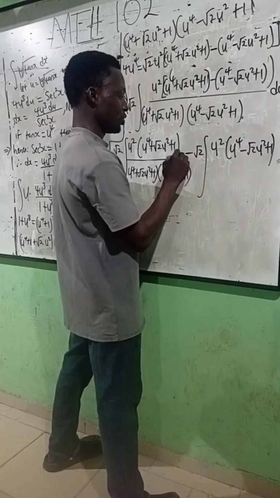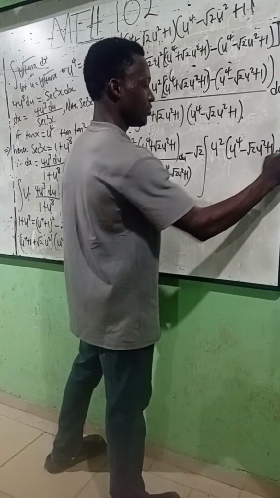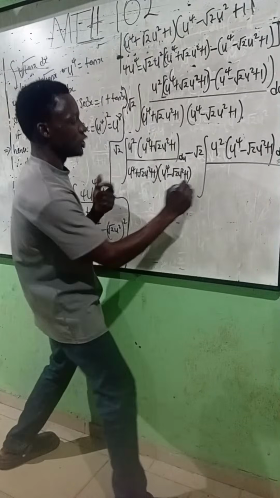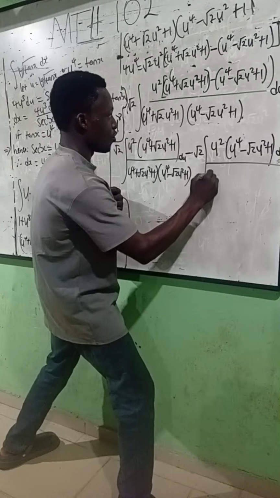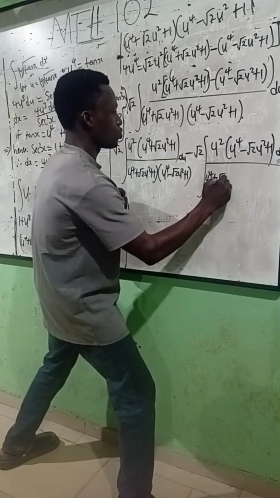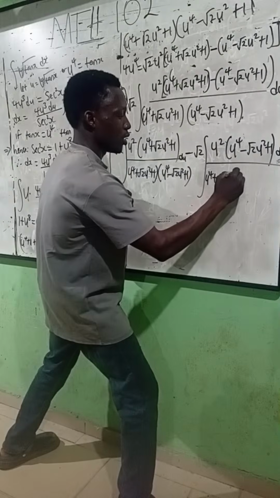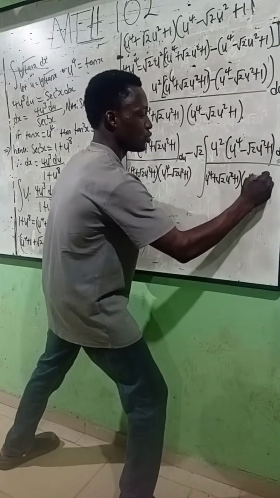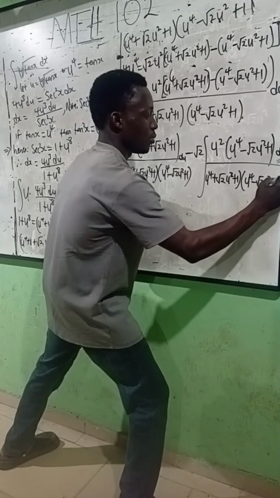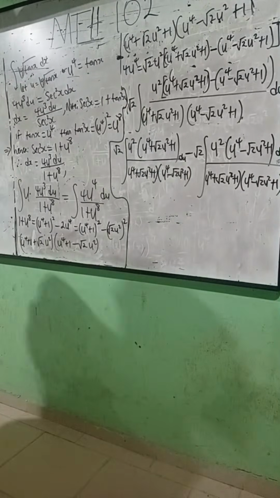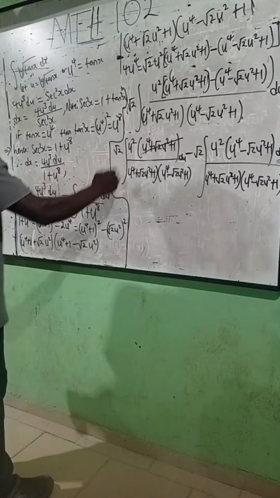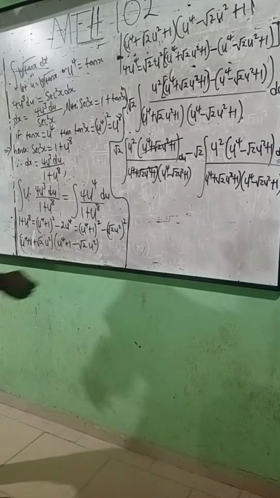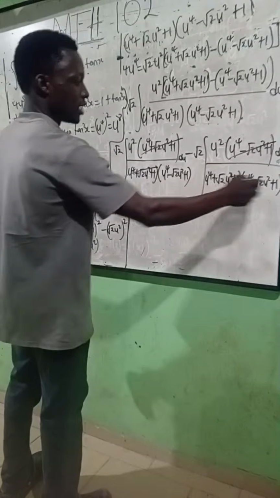We have du here. Don't forget, please, we have du on both. They share the denominator also. We have u^4 plus root 2u square plus 1 and u^4 minus root 2u square plus 1. So what now happens? This cancels this. This cancels this.